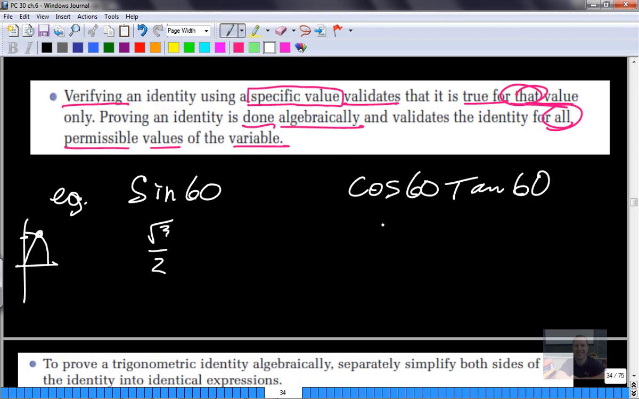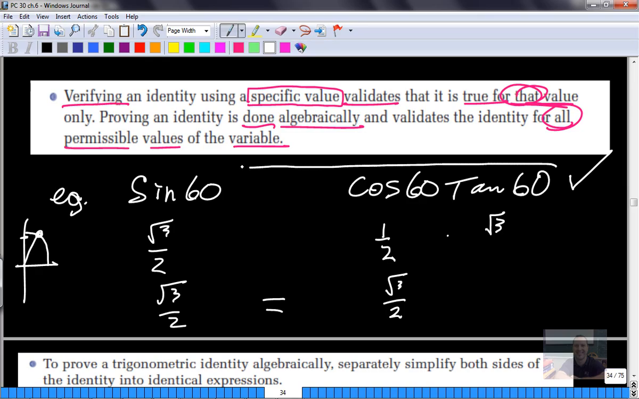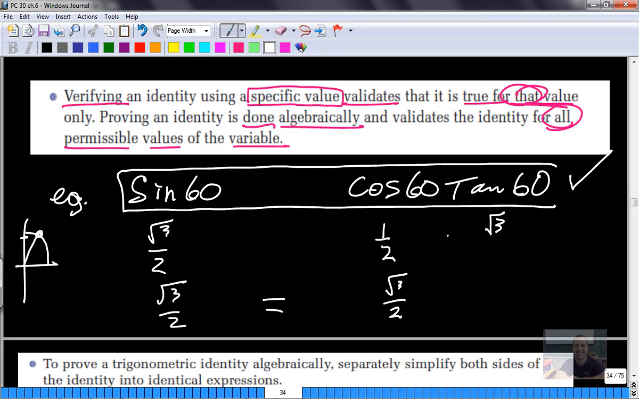That is 1/2, and the tangent of 60 is root 3. Right. So check it out. This is root 3 over 2 on this side, and this is root 3 over 2 over here. So those are equal. That means that this statement right here is verified when theta is 60. You have an indication that, hey, this might be true all the time, but this is not the proof that we're going for in this section. That is just for one specific value.